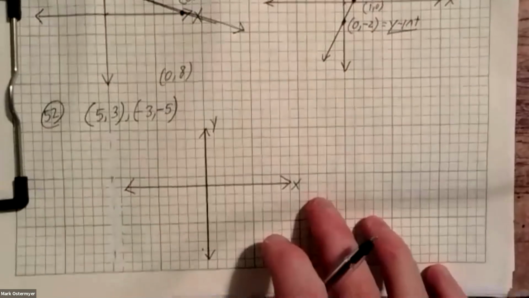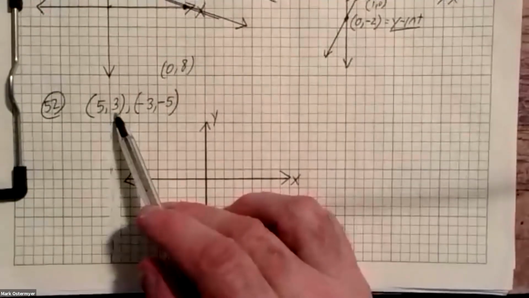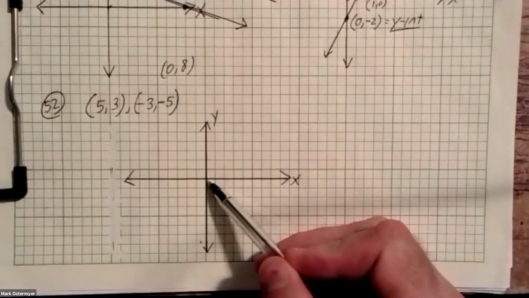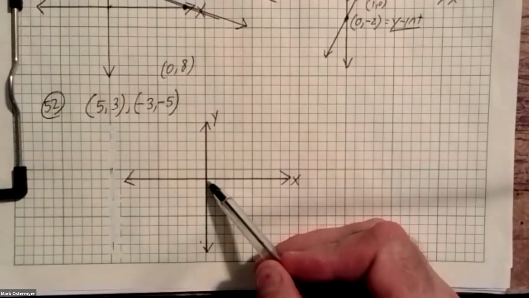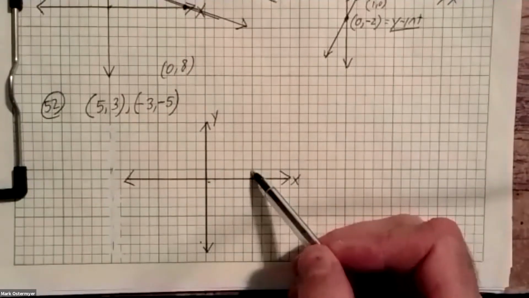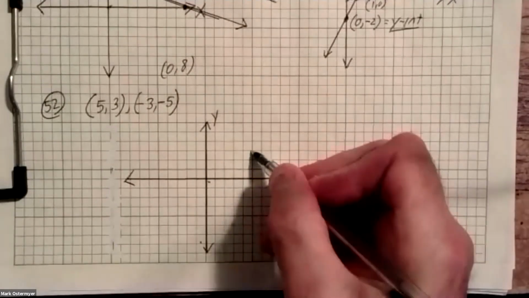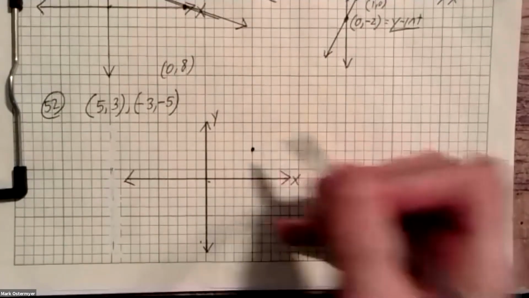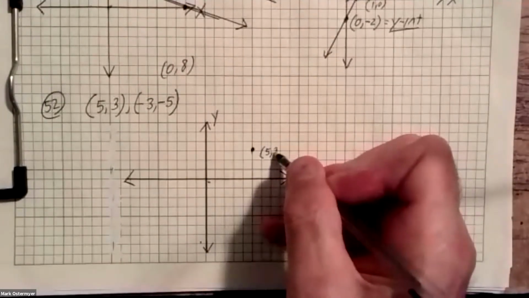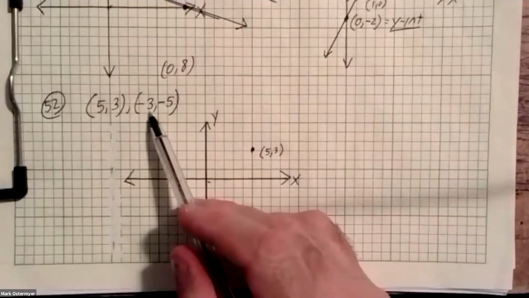Just plot these points. How do I plot 5, 3? Start at the origin, and how do I move? To the right 5, up 3. 1, 2, 3, 4, 5. Now up 3. 1, 2, 3. Right there in the first quadrant is the point 5, 3. Good. Now how do we plot -3, -5?